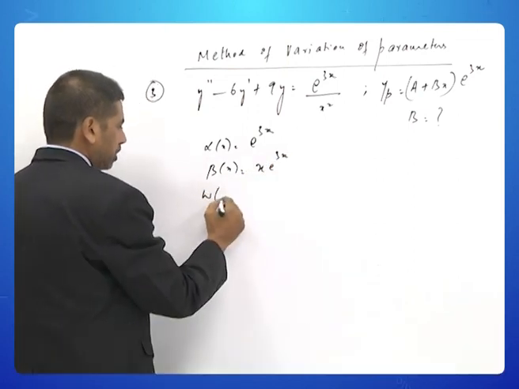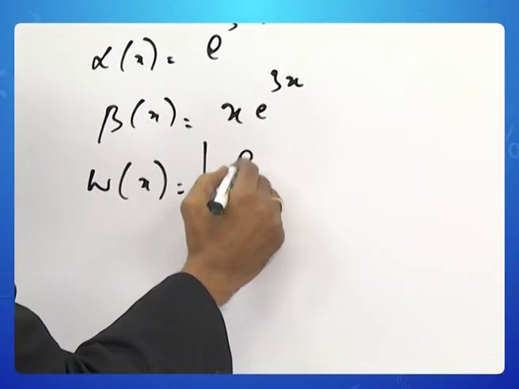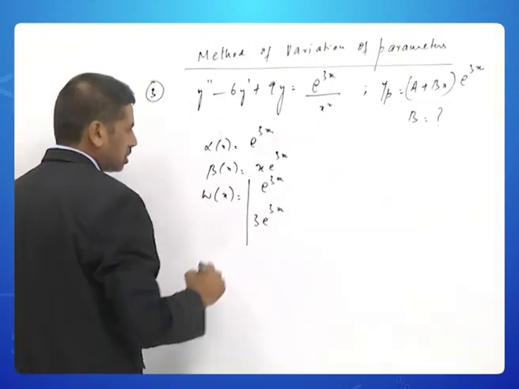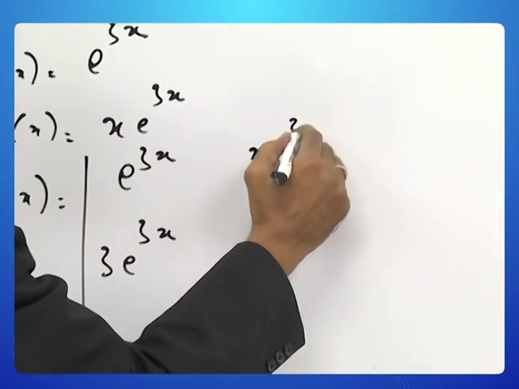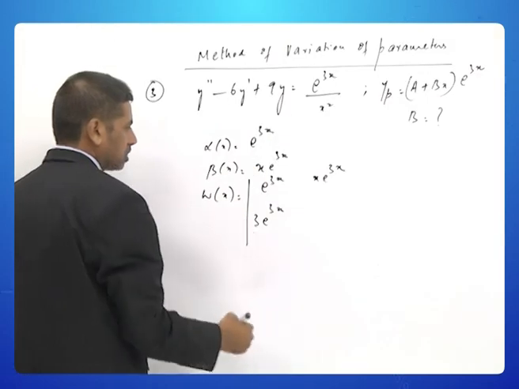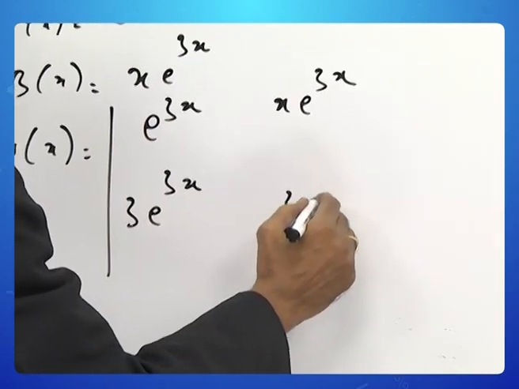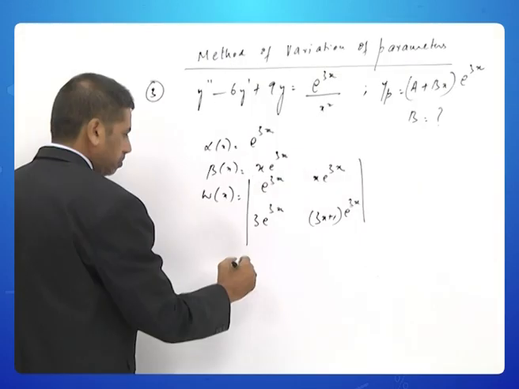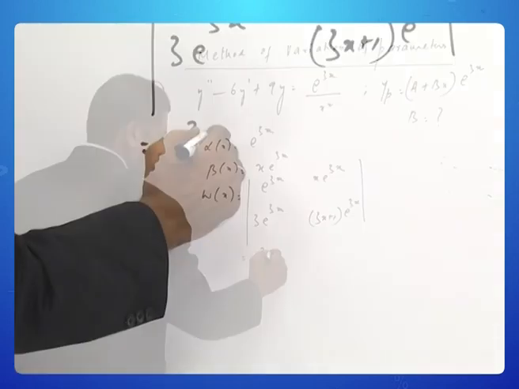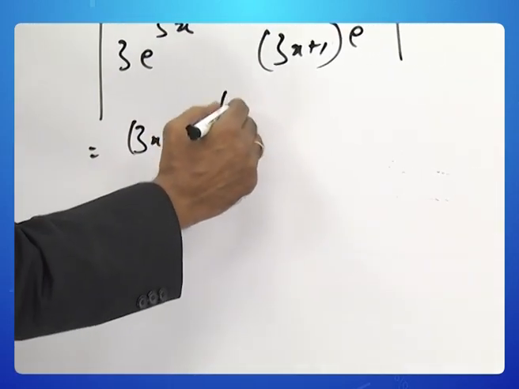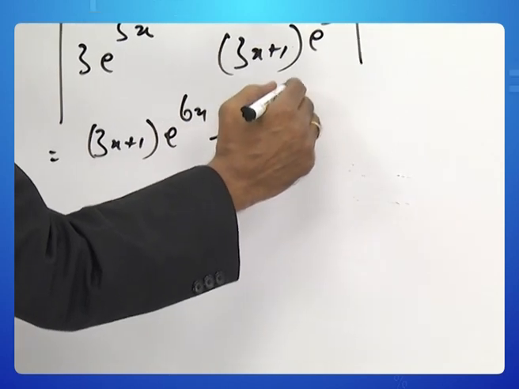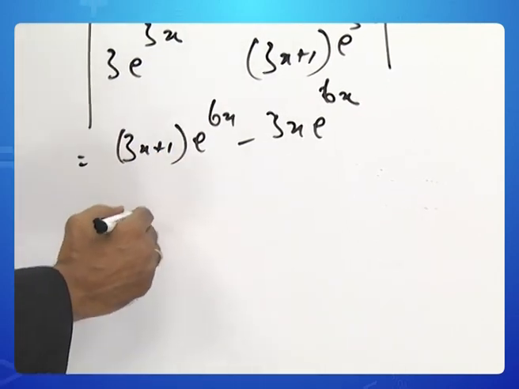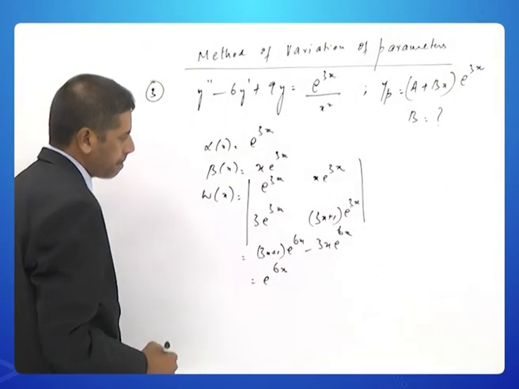Now let us find the Wronskian. The Wronskian is first column e power 3x and its derivative, second column x e power 3x and the derivative of this. If you apply the UV rule, you will get 3x plus 1 e power 3x. Expand, you will get 3x plus 1 e power 6x minus 3x e power 6x. After simplification, the Wronskian is e power 6x.